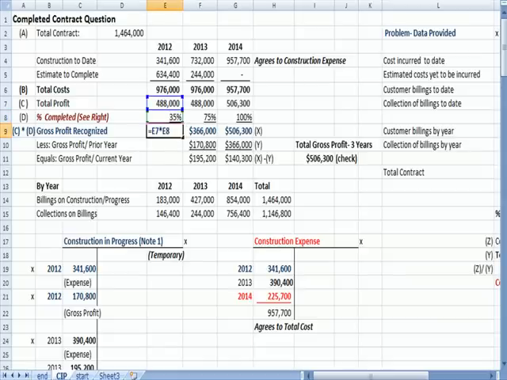Is the 488, the total profit in blue, times 35% that I finished in 2012. We do the same thing in 2013. We're 75% completed, so our profit is the same 488. We multiply that by 75% to get 366, but we have to keep in mind that we already recognized about $170,000 in the prior year.